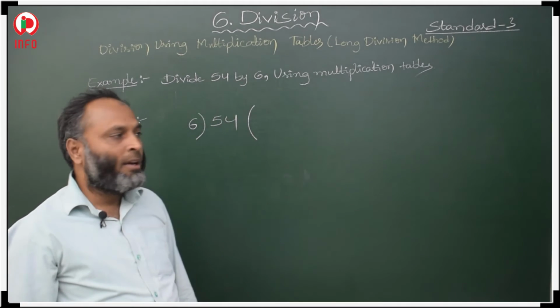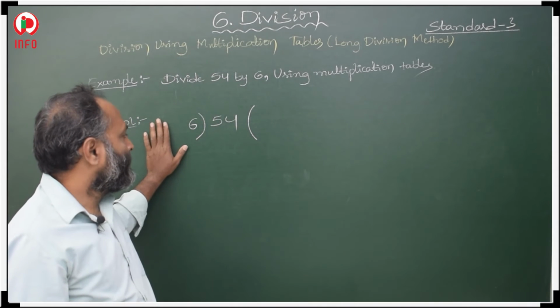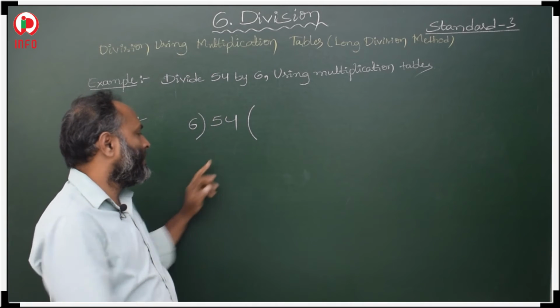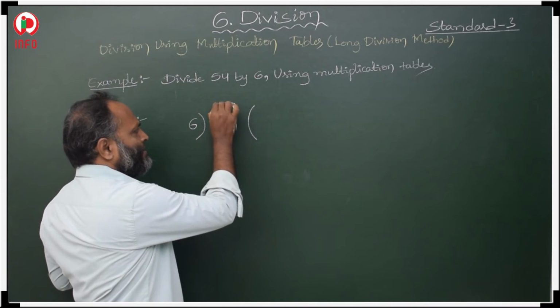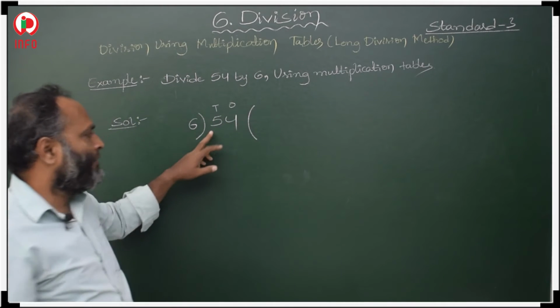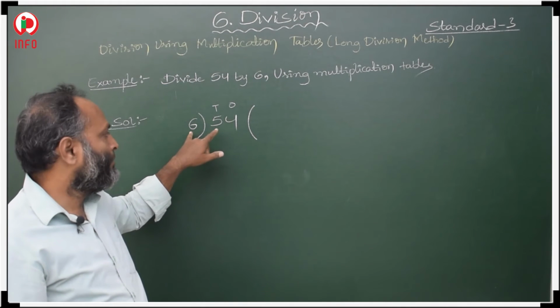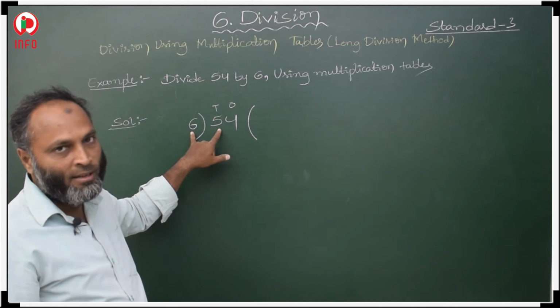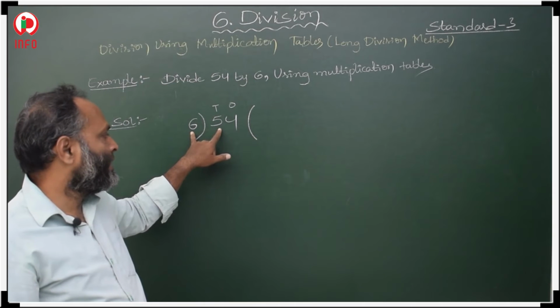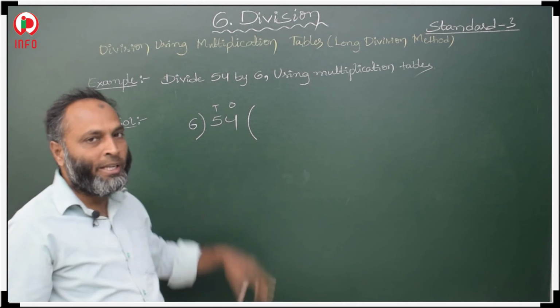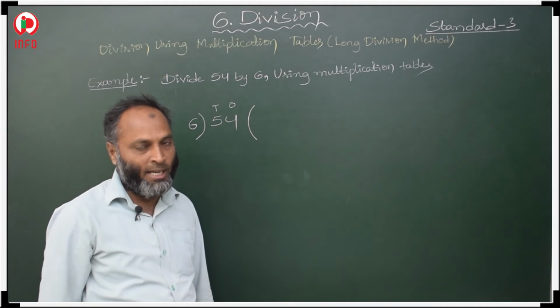Okay. Here, see here, we have to check the 6 table. First, this is the ones place, this is the tens place. We have to check the tens place value. In the tens place we have 5. Compare this 5 with the divisor. This 5 is lesser than this. If it is lesser, then we have to take 2 digits at a time.